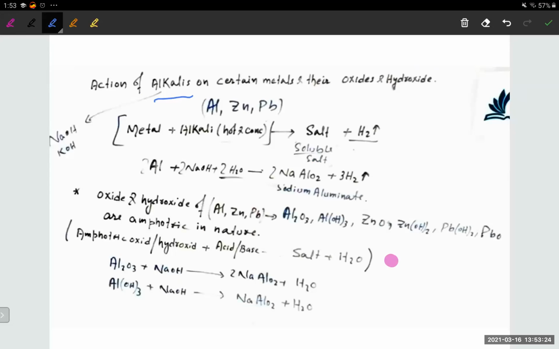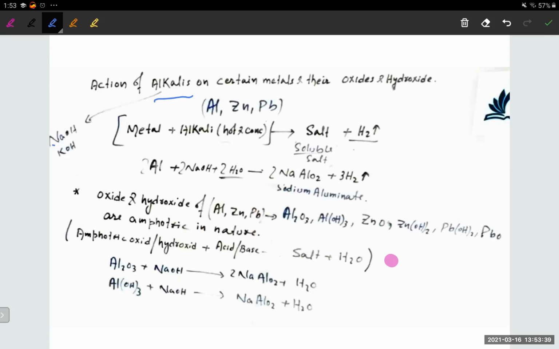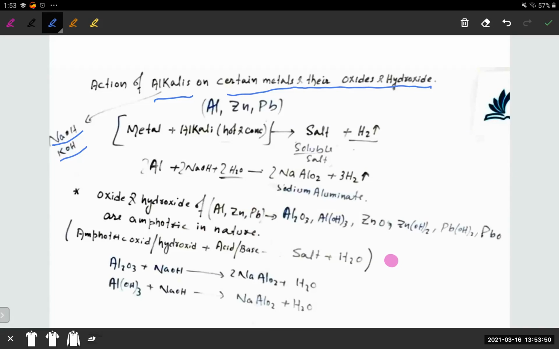What are alkalis? Alkalis are the bases which are soluble in water. Everybody must have read that all alkalis are bases, but all bases are not alkalis, isn't it? So we all know that it's a base. NaOH, KOH are some examples. Now we'll see the action of these alkalis on certain metals and their oxides and hydroxides. So let's see first of all on metals.